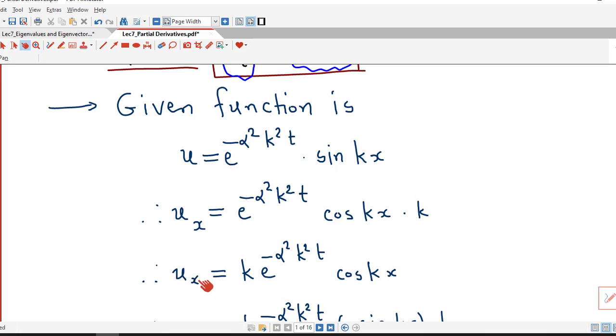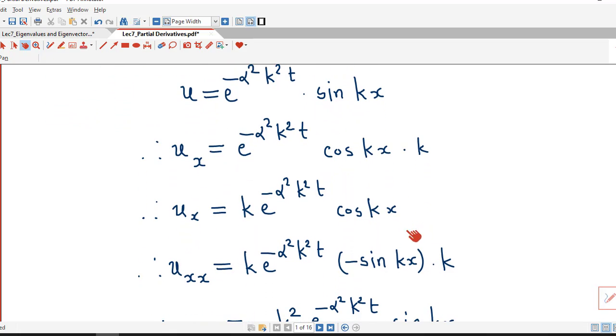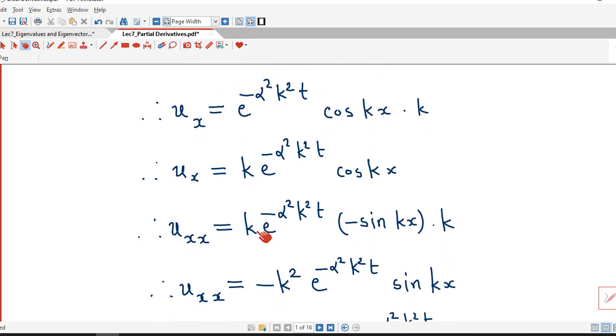Now we again differentiate this partially with respect to x. So this k times e raised to minus alpha square k square t becomes constant, and derivative of cosine function is minus sine function, and in the product we will write derivative of kx, which is k. So k times e raised to this, derivative of cos kx is minus sin kx into derivative of kx, which is k, and this we can rewrite as k into k, minus k square. This negative sign we have written here.